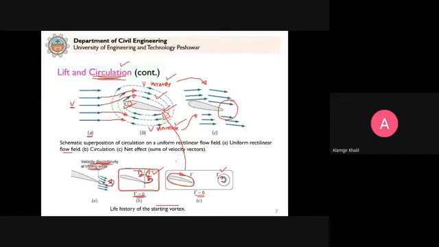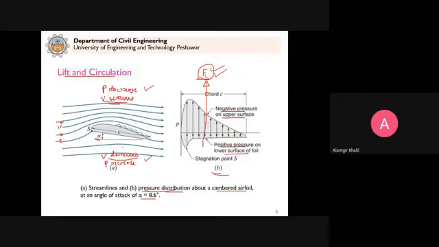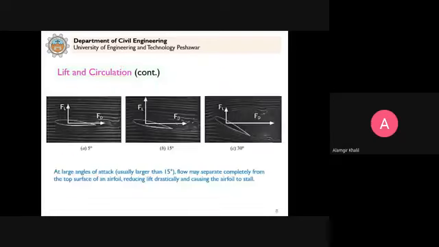So when the body moves, this happens and it results in this circulation. When the object moves through the air or fluid, it results in increased or decreased velocity, and that results in increased or decreased pressure, and as a result of that this force is developed. So this is the mechanics behind how this force is developed.